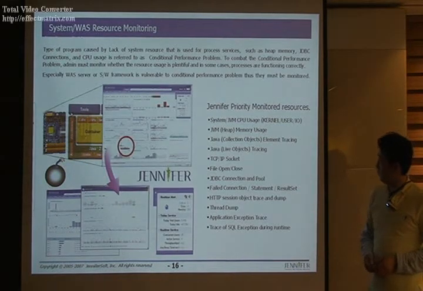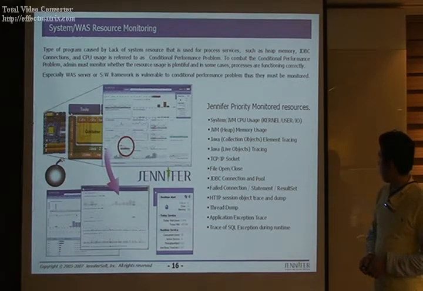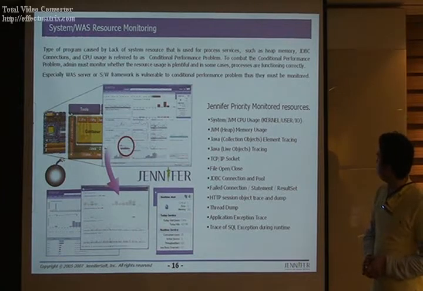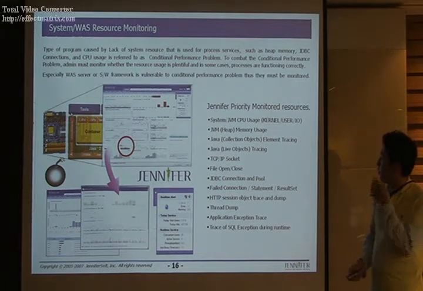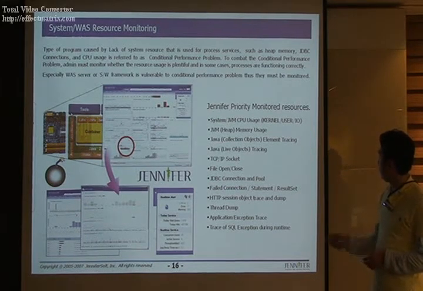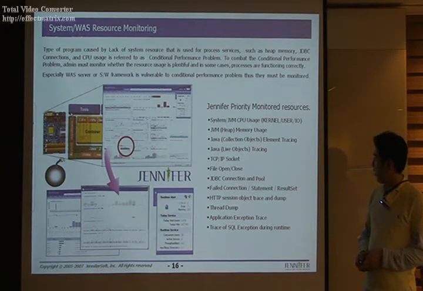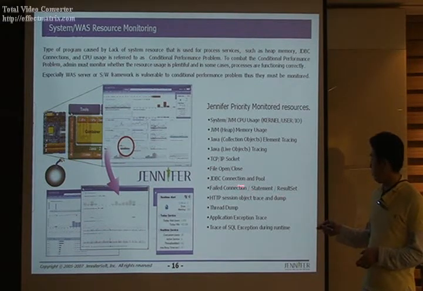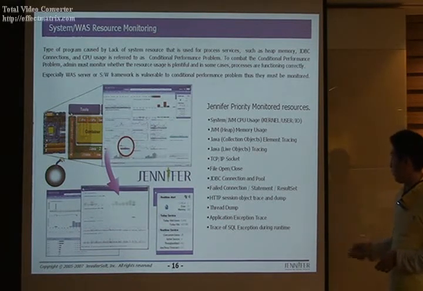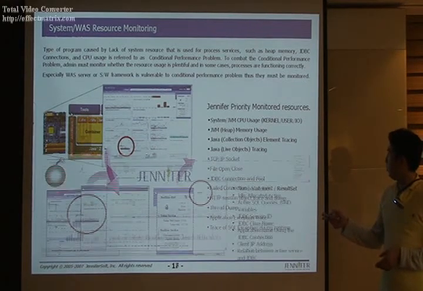System and WAS resource monitoring. Jennifer is able to monitor several different types of resources, such as system and JVM CPU usage, JVM heap memory, Java objects, TCP/IP sockets, files, JDBC connections, failed connections, statement and result set, as well as thread dump and trace of SQL exceptions during runtime. Let's go ahead and explore some of these items in more detail.